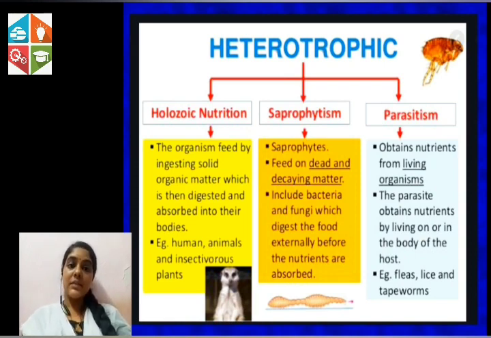Saprophytic organisms depend upon dead materials as their food. So saprophytic depends upon dead food material. Examples are bacteria and fungi. Then parasitic. You have come across this word, parasite. Parasites totally depend on another animal, that is the host, for their food. So the parasite obtains nutrition by living on the body of the host. Examples are fleas, lice and tapeworms.